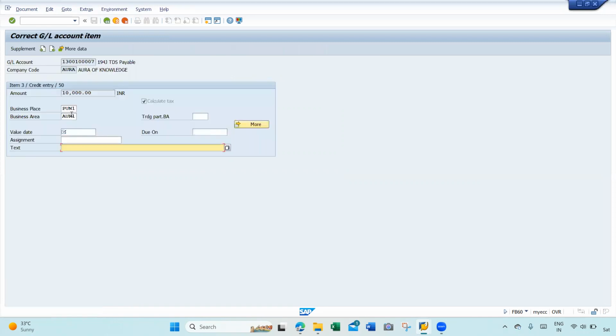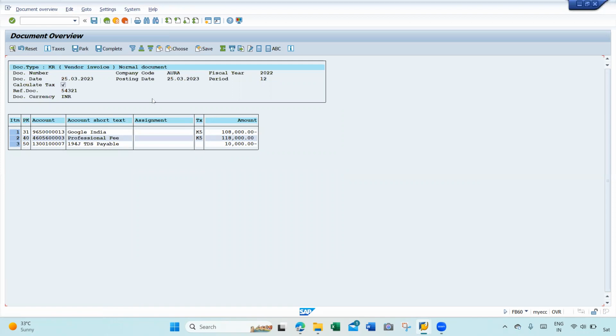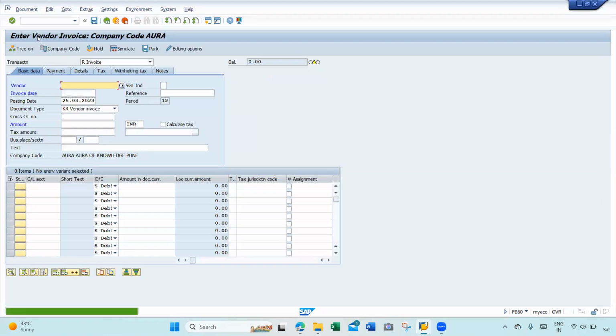Again, same here also, you have an error log. So we have to rectify this error log by completing the validation fields. Then go back. Now the error is gone. Now you can post it. Document number so and so is posted, now displayed.